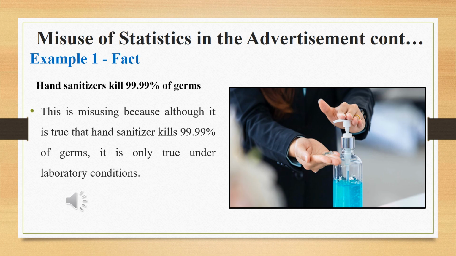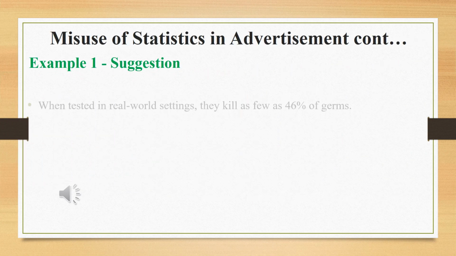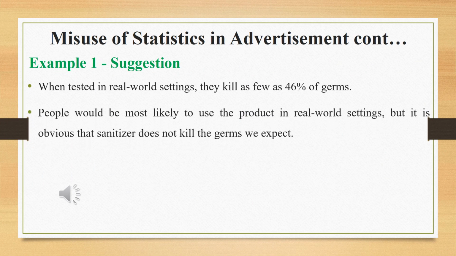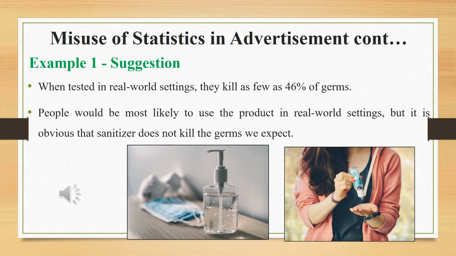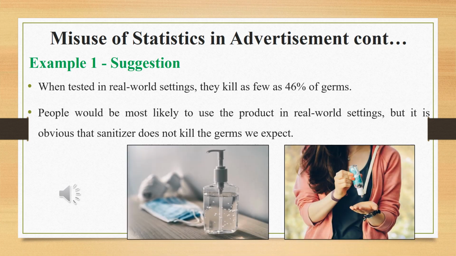Hand sanitizer is one of the most important sale items in the market because of this pandemic situation. As per advertisements, hand sanitizers kill 99.99% of germs, but the fact is it is only true under laboratory conditions. In real world settings, this is not true. When tested in real world conditions, they kill as few as 46% of germs.